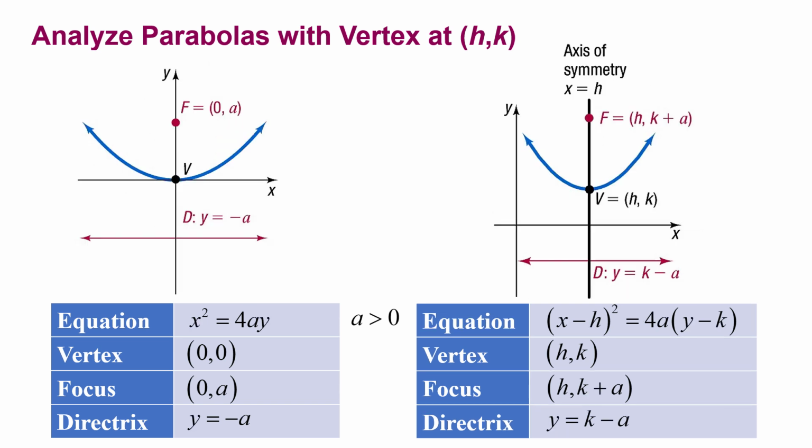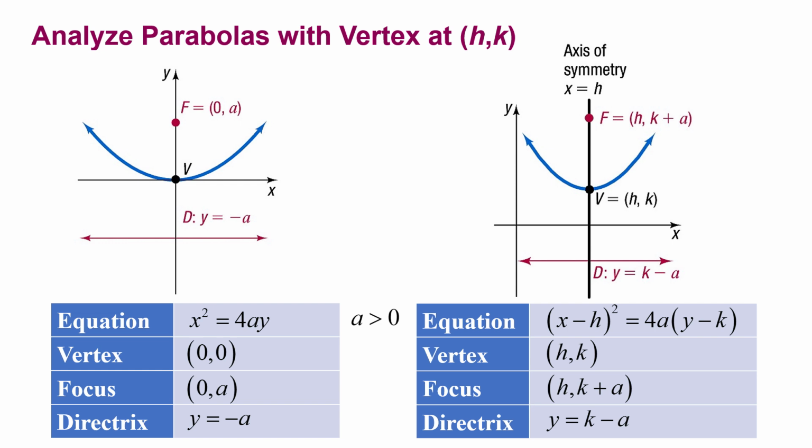On this third slide, on the left-hand side, we have the graph of the parabola x squared equals 4ay, which is a parabola opening up, the vertex at the origin, focus at the point 0, a, and directrix is the line y equals -a.